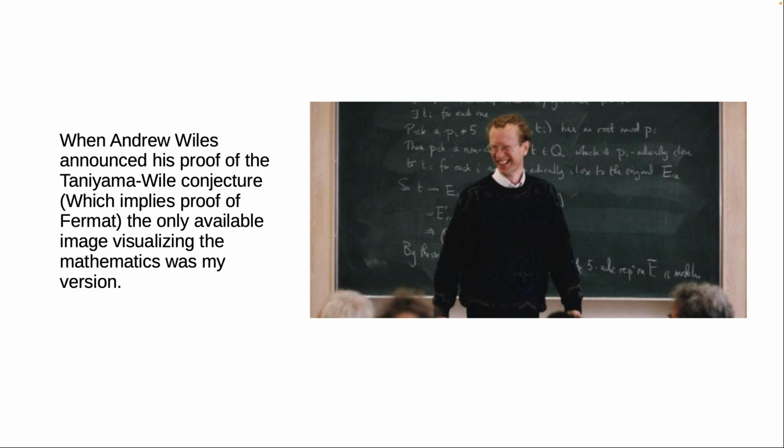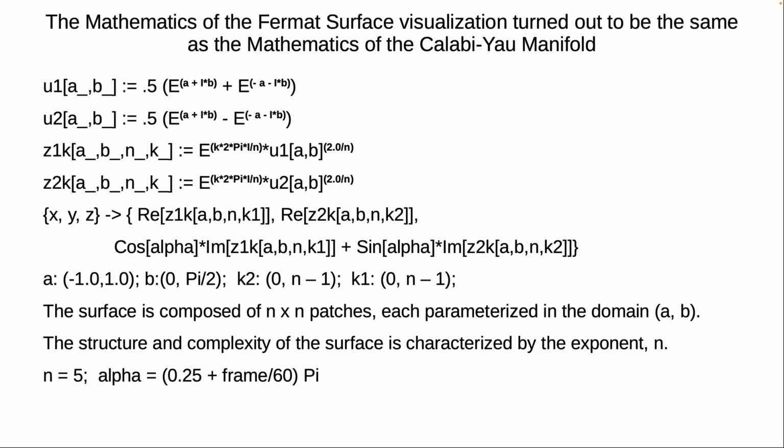But this guy announced a proof of the Taniyama-Weil conjecture, which relates to collections of elliptic curves, sets of elliptic curves, which implies the proof of Fermat. This was like his last sentence, presenting his proof of the Taniyama-Weil conjecture. Implies proof of Fermat, which was unsolved for 360 years. Turns out that the only available image visualizing the mathematics was my picture. So it wound up in the New York Times.